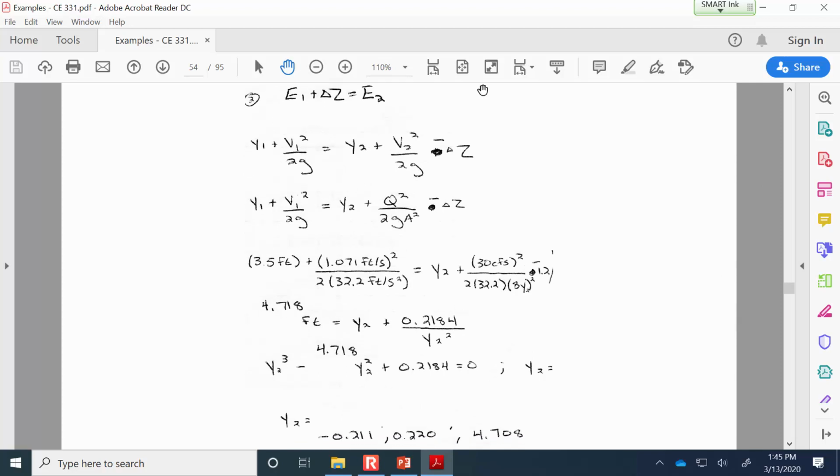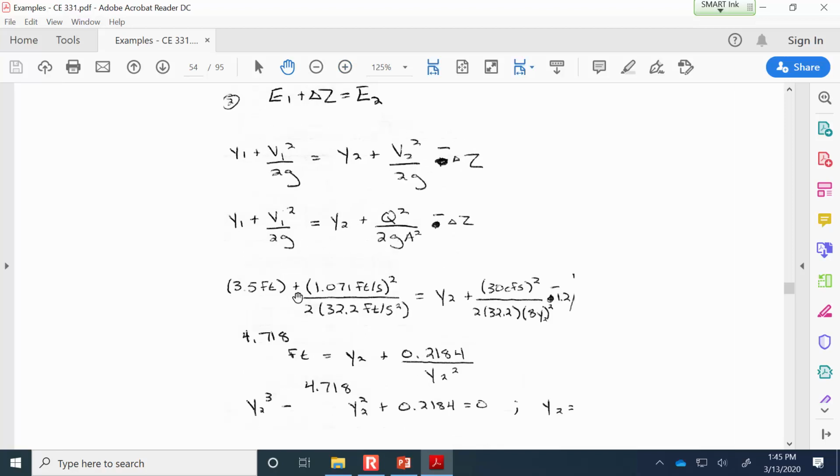Okay, so we know the initial depth at 1 is 3.5 feet, and then we substitute in the velocity head. So that's the velocity squared divided by 2g. Over on the left-hand side of the equation is 4.718 feet, and on the right side of the equation is y2. By the way, it looks like I also moved the delta z into there. The delta z has been combined, since that's a known 1.2 foot depth. So the y's are on the right-hand side of the equation.